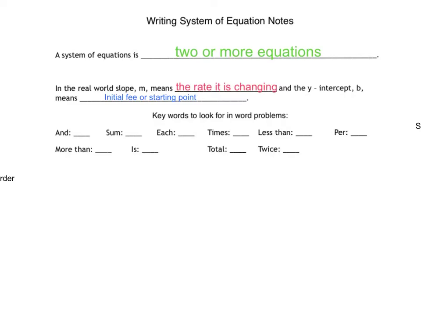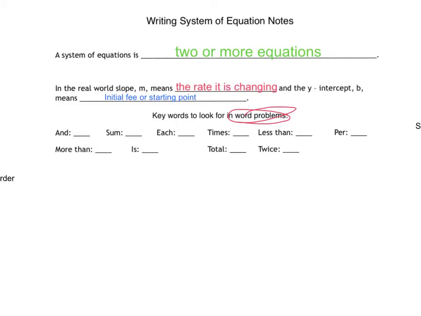In the real world, slope, which is m, kind of going back to previous information you should know, means the rate it is changing. And the y-intercept, which is b, remember our starting point, means the initial value or the starting point, right? So a few key words to look for when we look at word problems, because our focus today is going to be word problems. All right, I know, we don't like word problems.